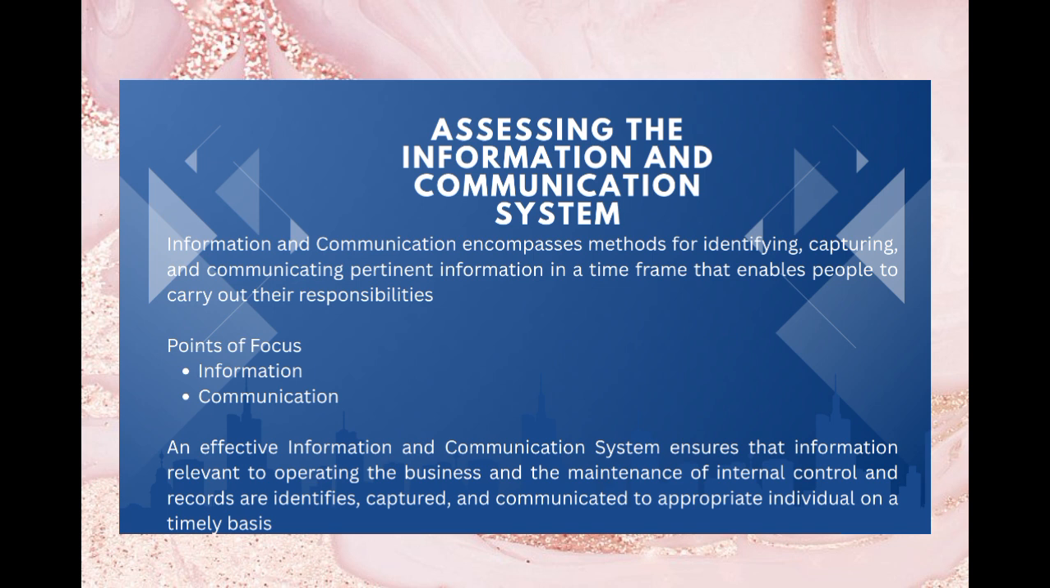An effective information and communication system ensures that information relevant to operating the business and the maintenance of internal control and records are identified, captured, and communicated to appropriate individuals on a timely basis. So it means a good information and communication system makes sure everyone has the information they need to run the business smoothly and maintain good internal controls, the rules and processes that help the business run.